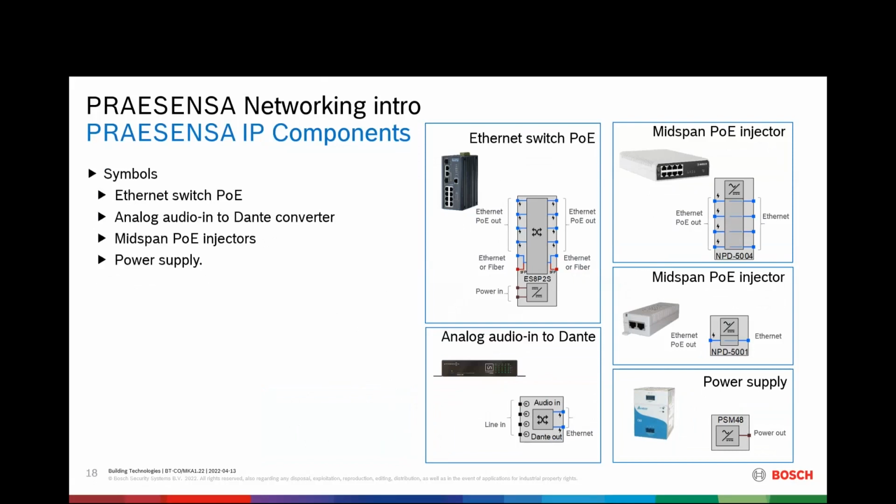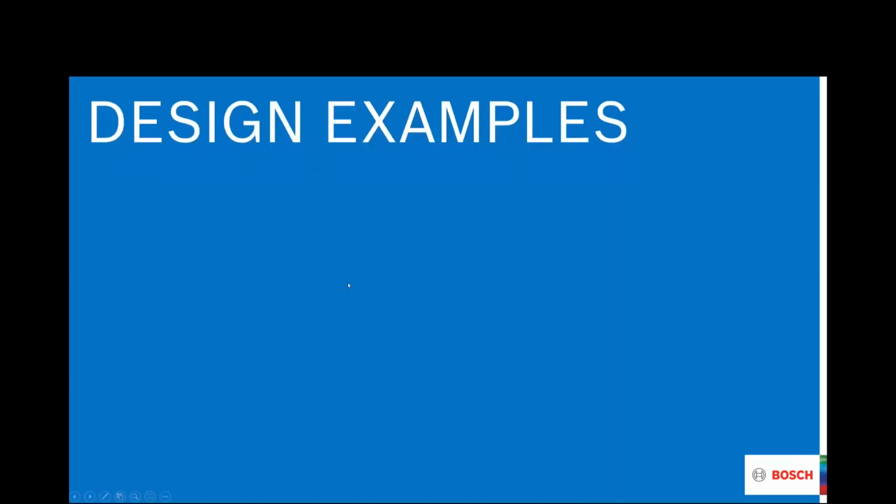Here are the symbols for the other components, like third-party components, but also a power supply, which could be used instead of a multifunction power supply, so that you have a direct 48-volt unit to connect to the system, or these mid-span injectors, the Ethernet switch, and the analog audio into Dante converter. These are components which you can use to represent these devices, and to get a clear overview of how your network looks.